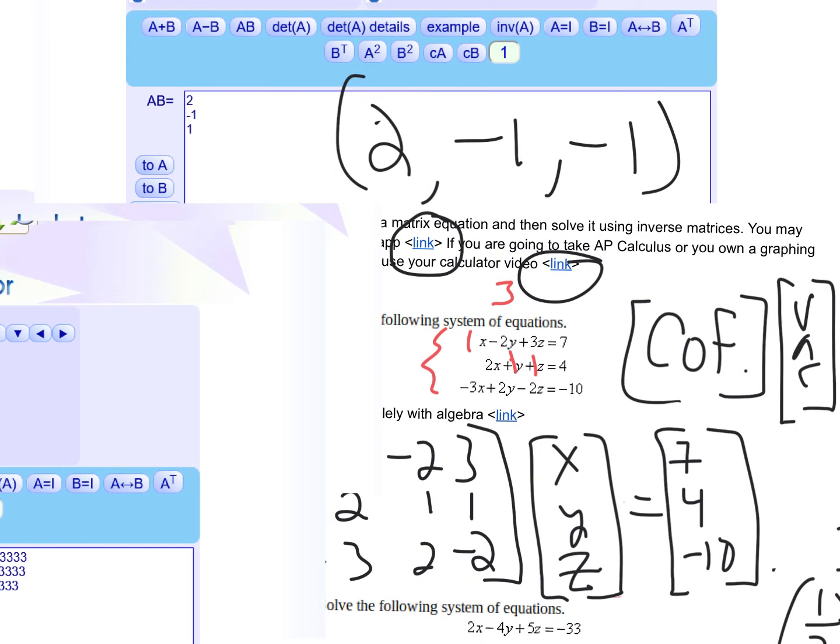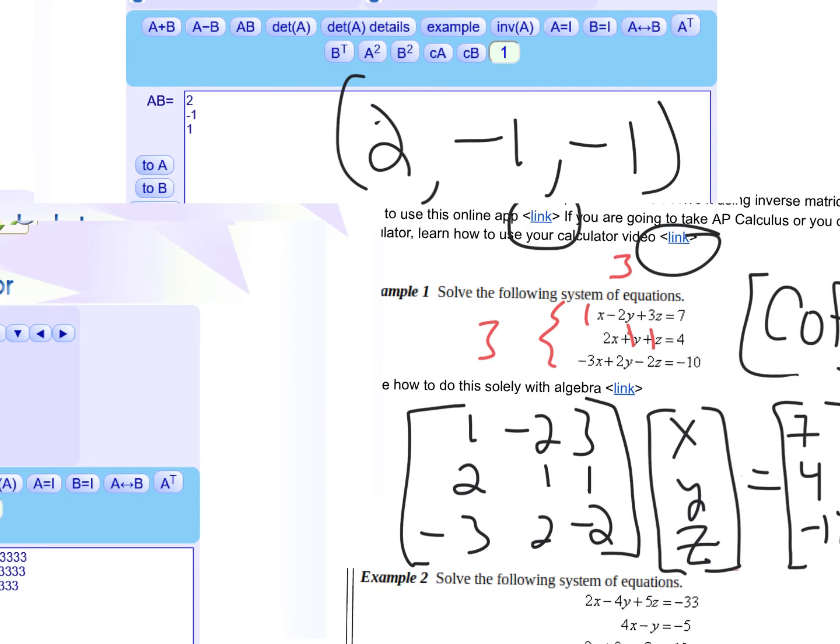Now, to make sure you've got this right, we should take those values and substitute them in for each of the x's and y's. So I'm going to do 2 minus 2 times -1. I said the 2 was x, the y was -1, plus 3 times -1. Is that equal to 7?